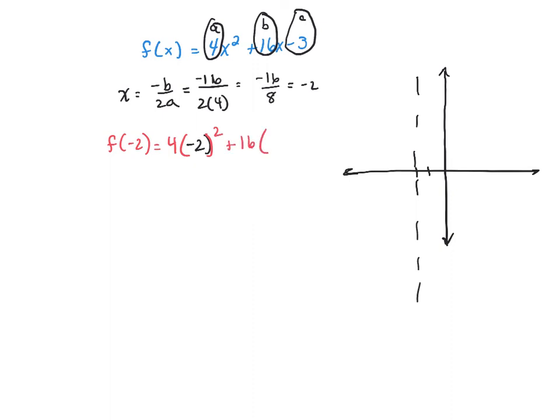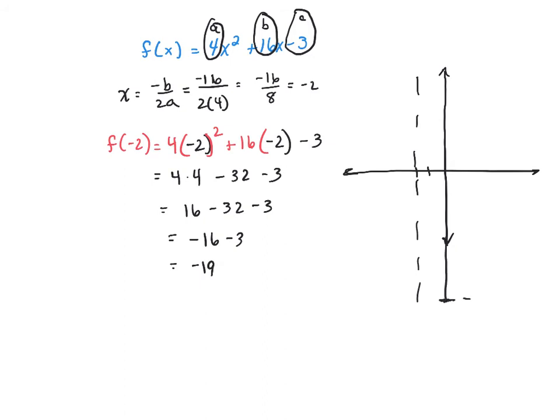16 times, in place of x we put a negative 2. Minus 3. So let's do a little math. It's 4 times 4, minus 32, minus 3. 16 minus 32 minus 3. Holy cow, negative 16, negative 19. So it starts way down here. We'll just put a mark there, call it negative 19. We want to keep track of that one. So there's our vertex. Negative 2 in the x, right here, and negative 19 in the y.